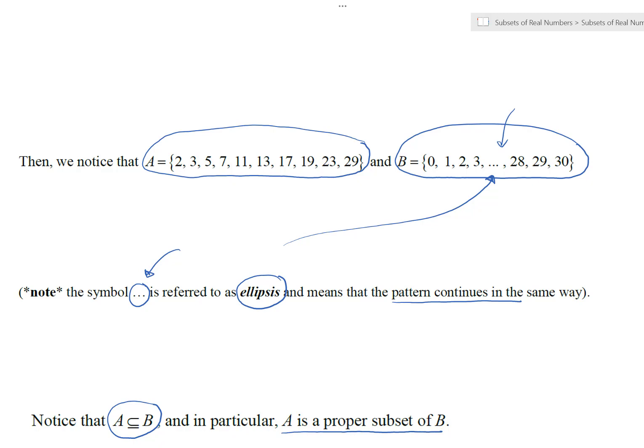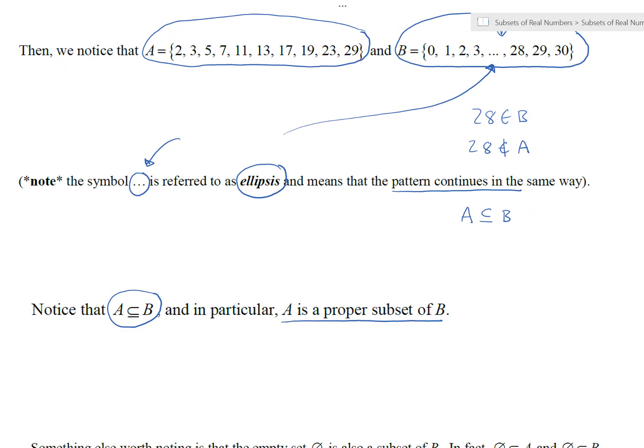And of course, there are some elements in B that are not in A. For instance, 28. 28 belongs to B, but 28 does not belong to A. And because A is a subset of B, and there's at least one element in B that's not in A, then A is a proper subset of B.